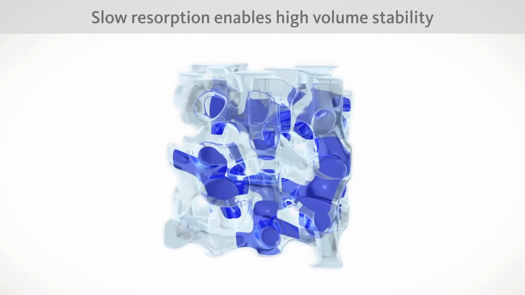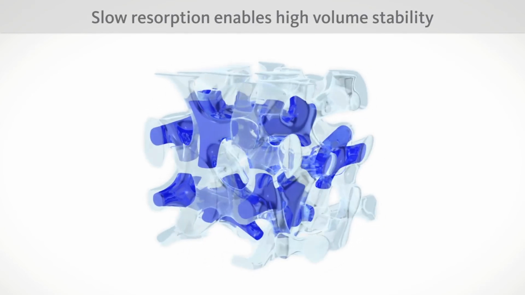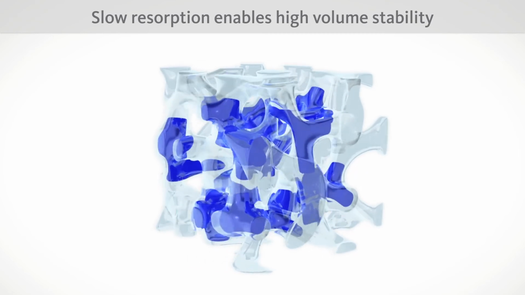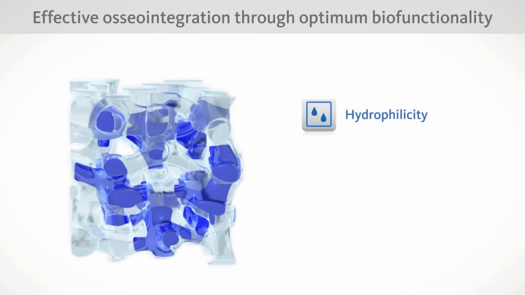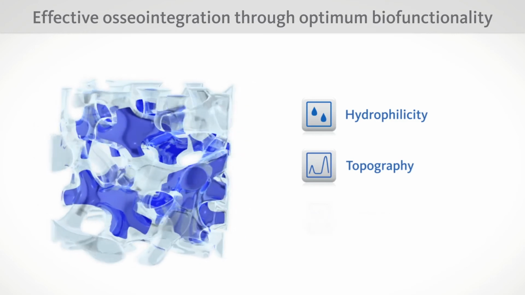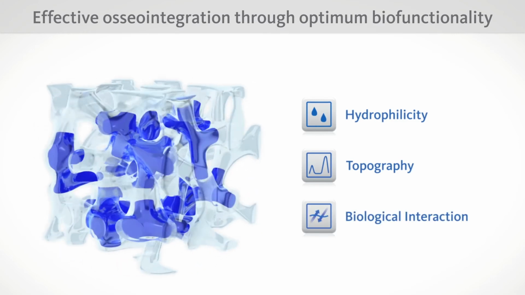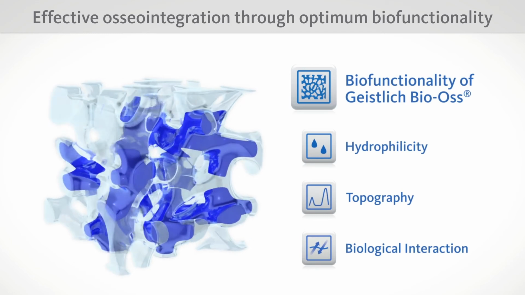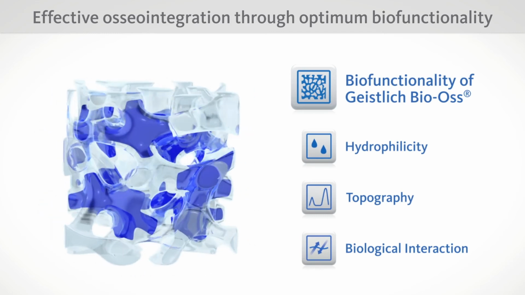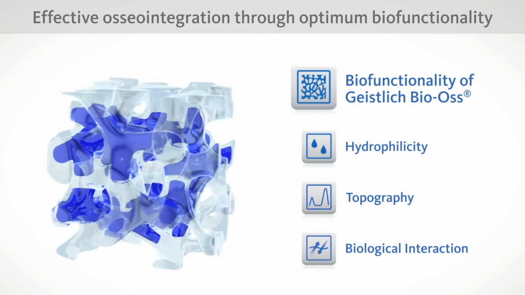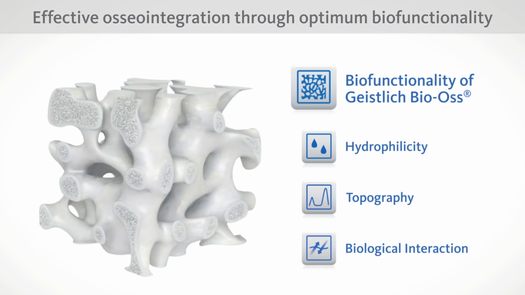Natural remodeling is one of the key constituents of the high volume stability and structural integrity of the Geistlich Bio Oss graft. Hydrophilicity, topography, and biological interaction interact optimally to provide the biofunctionality of Geistlich Bio Oss and enable an effective osseointegration of the Geistlich Bio Oss particles. The material becomes an integral component of the new bone structure.